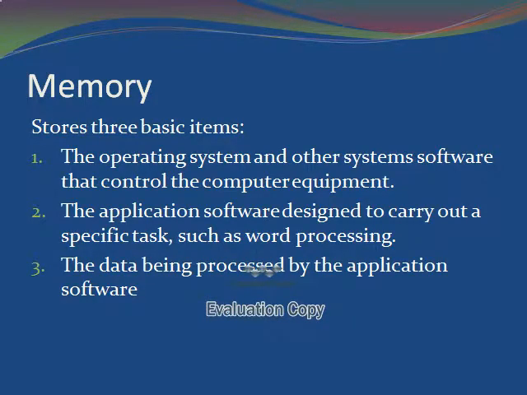The memory stores three basic items. 1. The operating system and other system software that control the computer equipment. 2. The application software designed to carry out a specific task, such as word processing. And 3. The data being processed by the application software.